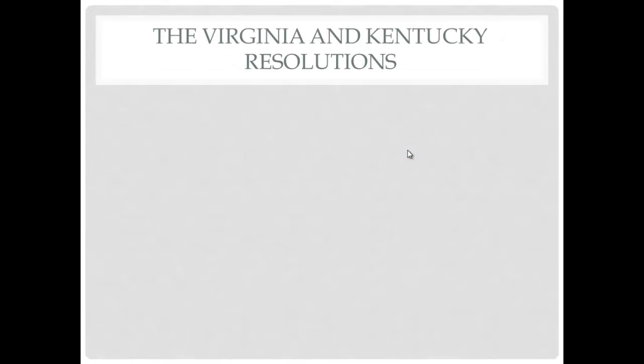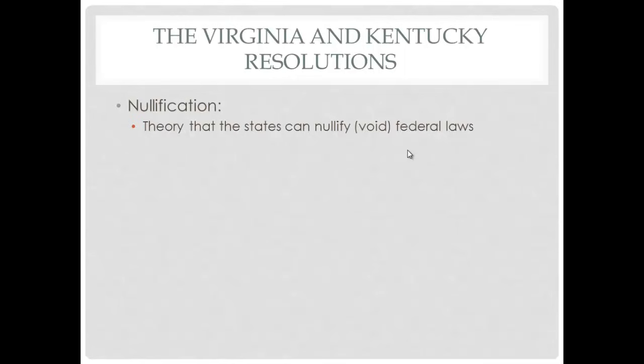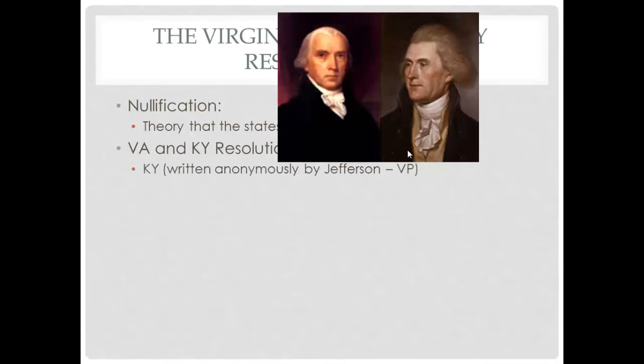The Alien Sedition Act leads to one of the most important philosophies in United States history, the Virginia and Kentucky resolutions. And this is based on the theory of nullification, which states that individual states can nullify or void federal laws. And the Virginia and Kentucky resolutions were written by two people. Kentucky was written anonymously by Jefferson, who was the sitting vice president. He's on the right. And Virginia was written by James Madison, the future president of the United States as well.